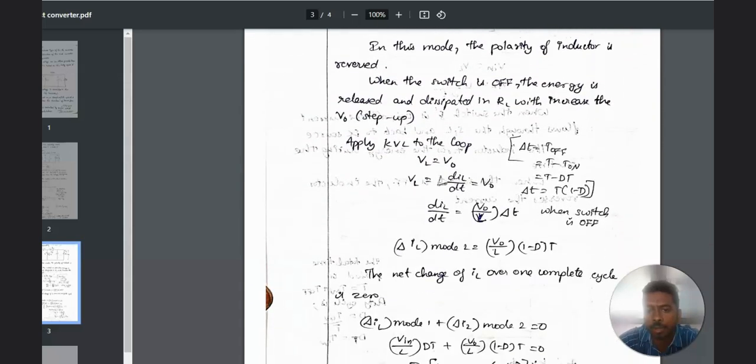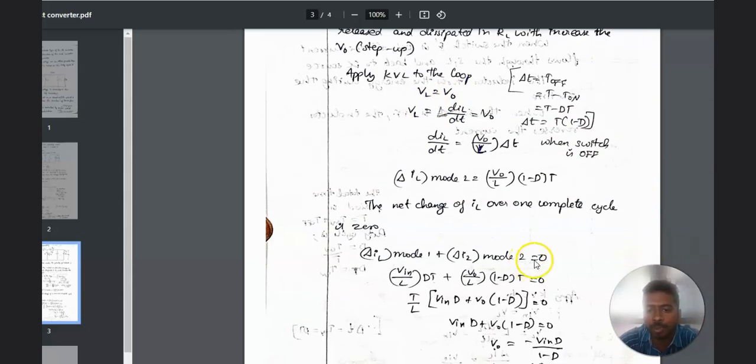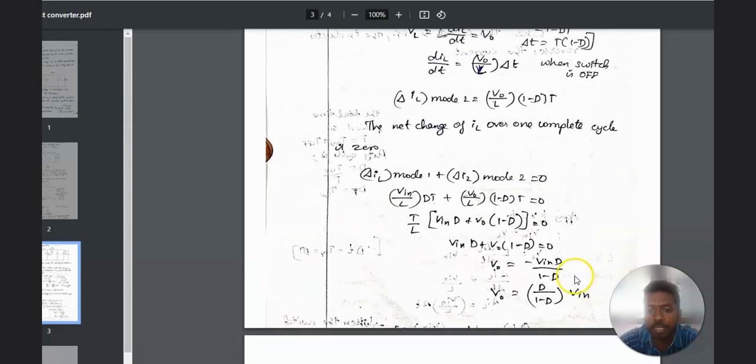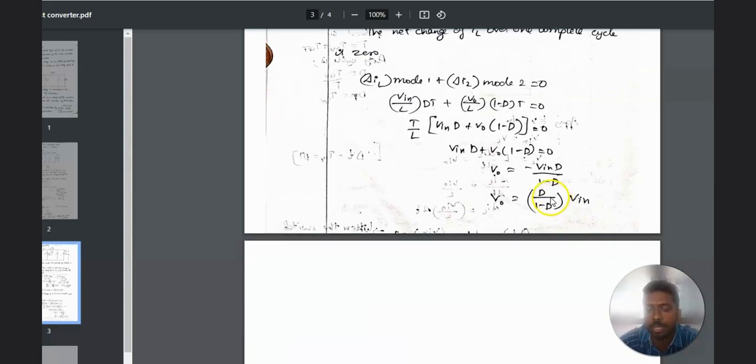Now, the output voltage will be equal to the inductor voltage, that is, V0 will be equal to VL. When we compare these two modes, mode 1 and mode 2, we get the output voltage as V0 equals minus Vin times D divided by 1 minus D, where D is nothing but the duty cycle.